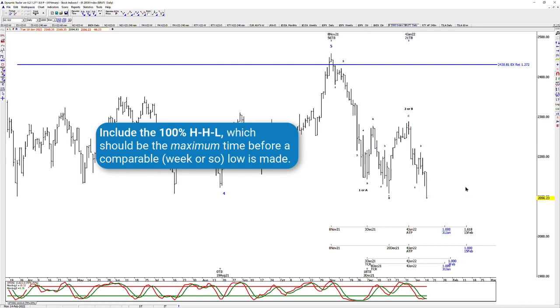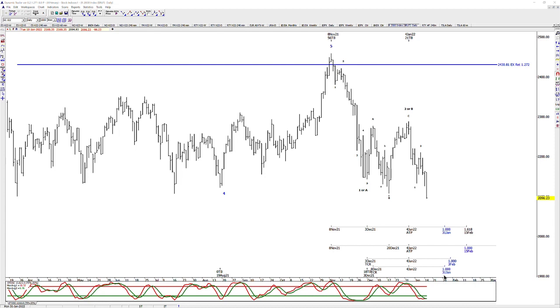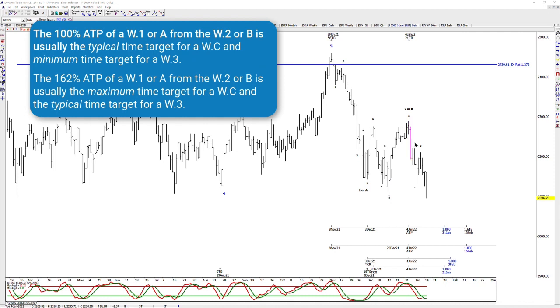Looks like we're getting quite a cluster around the 31st here, aren't we? Let's take a look at what we've got here. It looks like around the 31st to the 3rd, that would be our primary kind of target zone or time target zone. As the market declined, we'd want to look at the other technical positions. And why is that? Let's take a look at these time factors. 100% alternate time projection of the wave 1 or A from the wave 2 or B, the typical time target for a wave C, and the minimum time target for a wave 3.